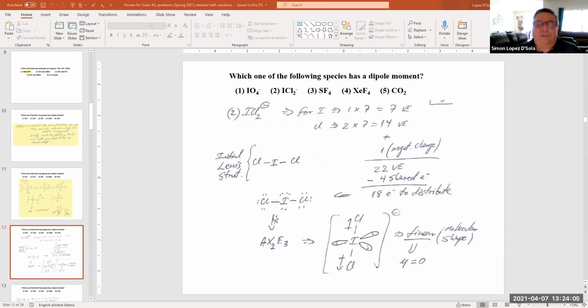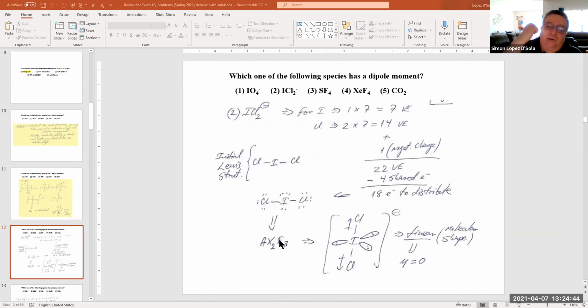You distribute the electrons, and you will see that each chlorine has 6 electrons plus 2 in the bond, which is the octet, and the iodine, which is the central atom, has 2, 4, and 6 electrons in the center. So the molecular formula belongs to this type, AX2E3, because it has 2 chlorines, A is iodine, and the central atom has 3 lone pairs. So the electronic arrangement for that molecule is, in this case, trigonal bipyramidal. But the shape is linear.